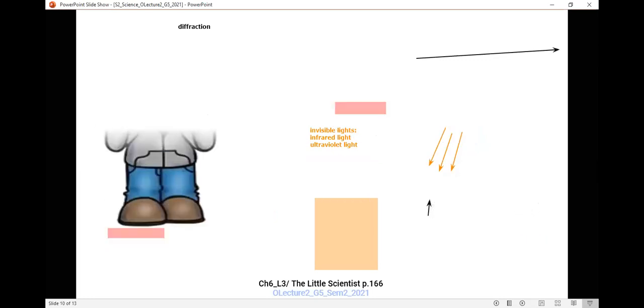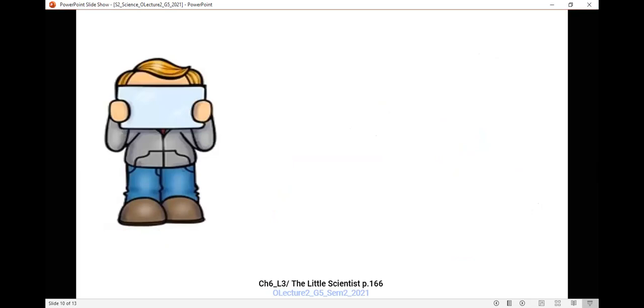Do all objects block light? What do you say? Do all objects block light? No. Can you give me an example of objects that do not block light? Mirror. Okay. No, a mirror blocks the light from passing through, but it's reflective. What about you, Ali? Glass. Thank you so much. Bravo, Ali. The glass lets light pass. It's not an opaque object.